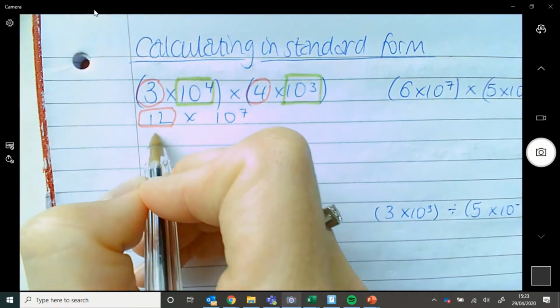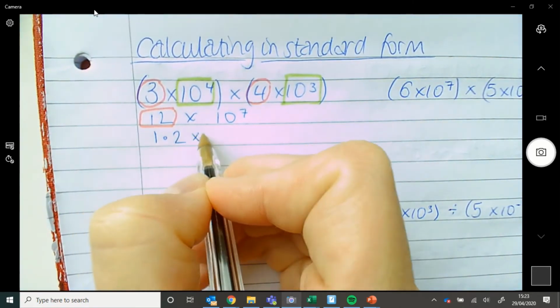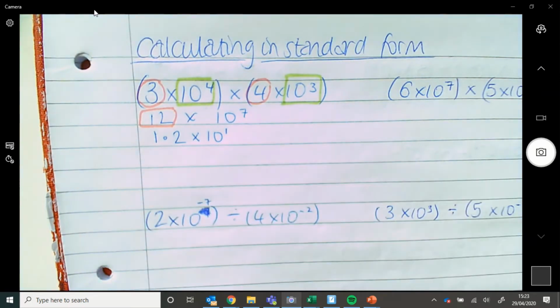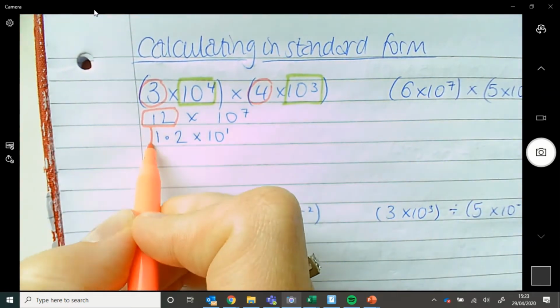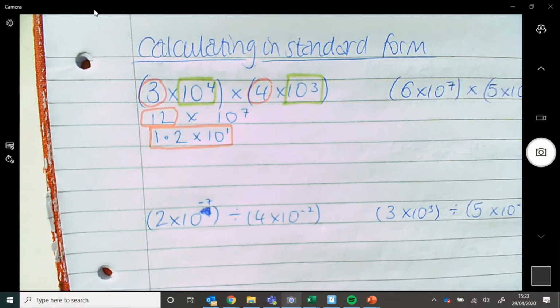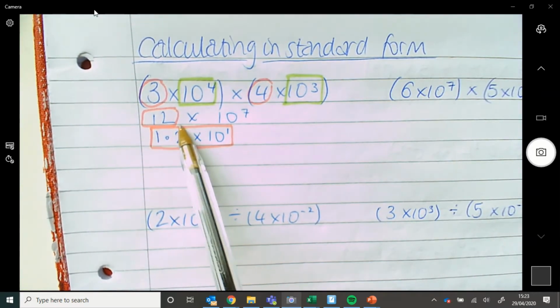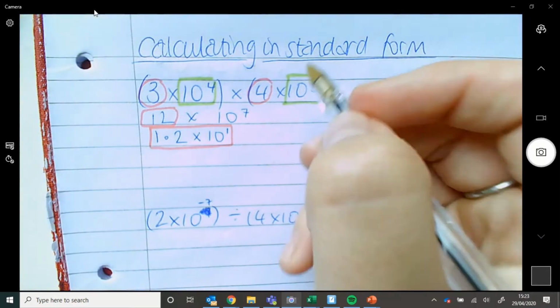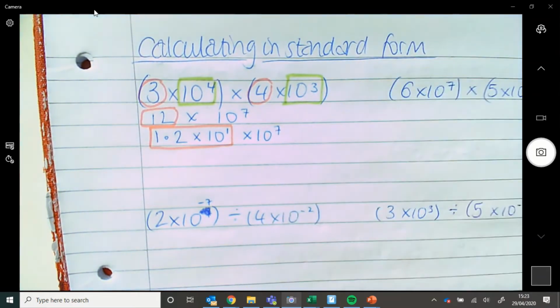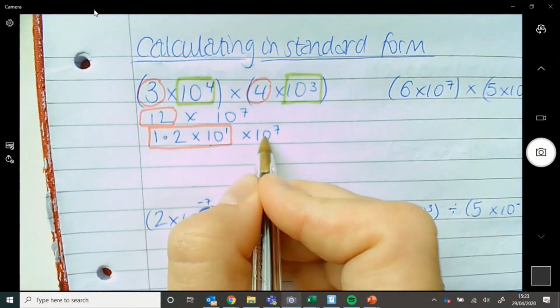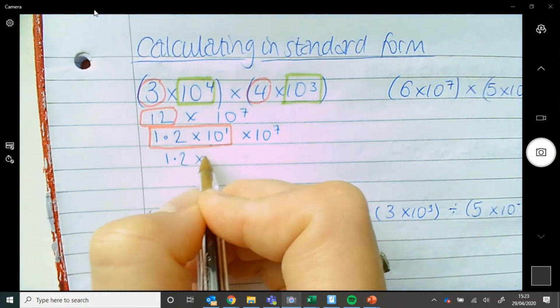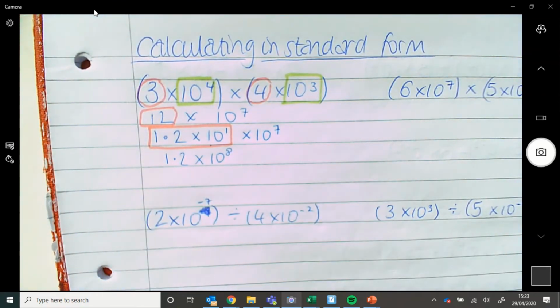I'm going to pick the digits 1.2, and it's going to be times 10 to the power of 1. That 1.2 times 10 to the power of 1 comes from: my decimal point is here, I want it to be here, it's moved once, and it is a number that is larger than 10. I've still got 10 to the power of 7. If I put these 2 things together, I end up with 1.2 times 10 to the power of 8.